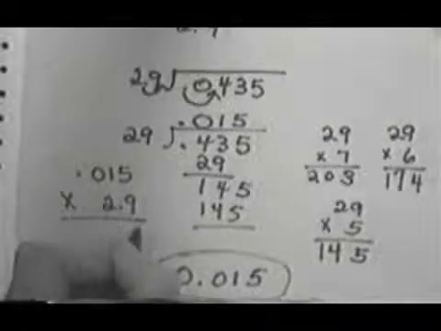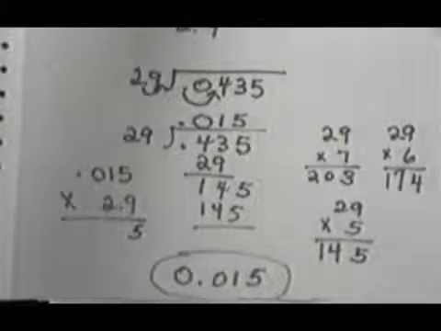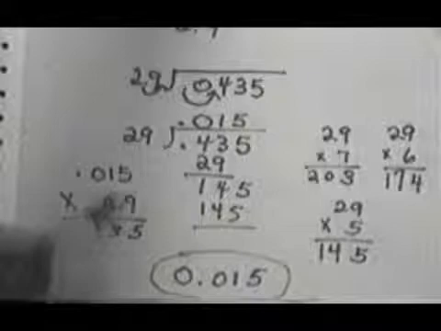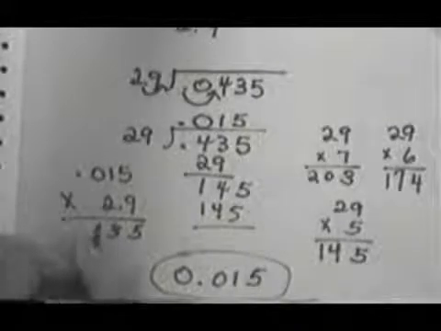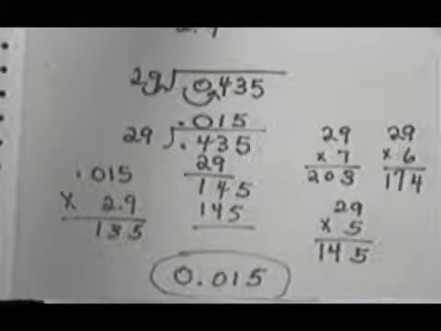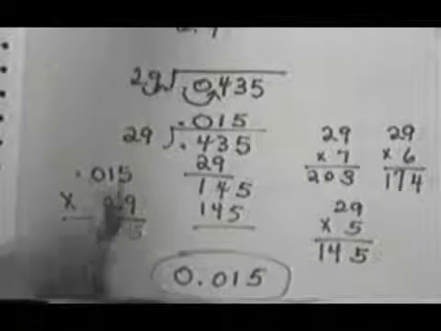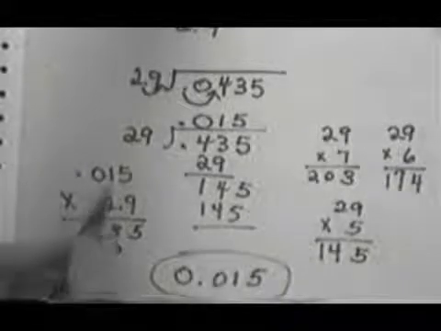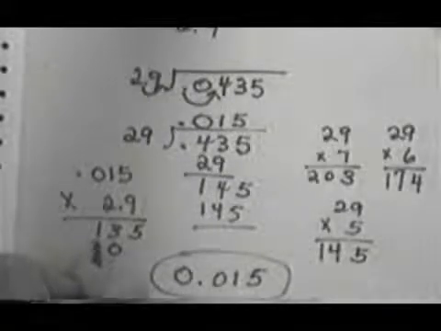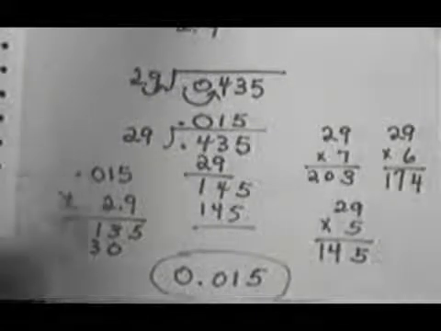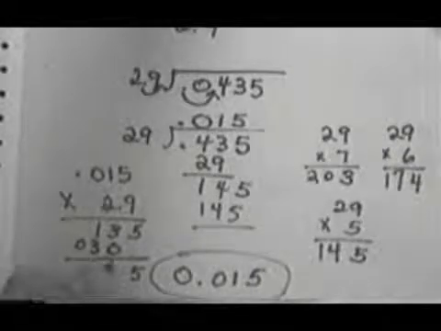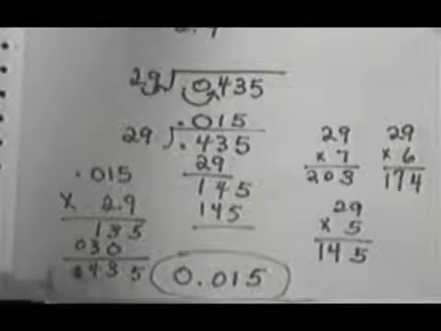9 times 5 gives us 45. Carry our 4. 9 and 4 is 13. Carry our 1. 9 times 0 is 0, but with the 1 we carry, we have 135. Then we multiply by 2. 2 times 5 is 10. Carry our 1. 2 times 1 is 2, plus the 1 that we carried is 3. And 2 times 0 is 0. So when I add this up, I have 5, 3, 4, 0.